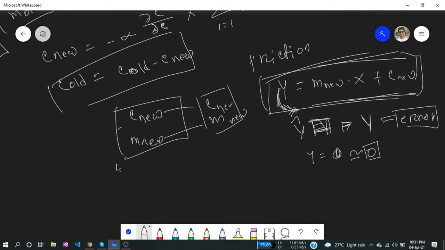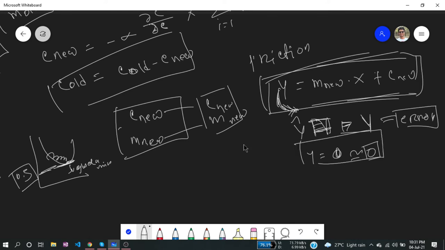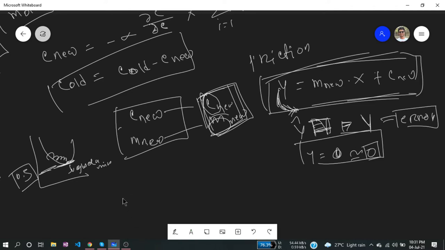Close to zero means you have converged to the global minima. You have reached here, this is your global minima, because there is less error. This is the weight you will keep in the future. Whatever new test data comes, you will use this final c new and m new value to predict on the new data.